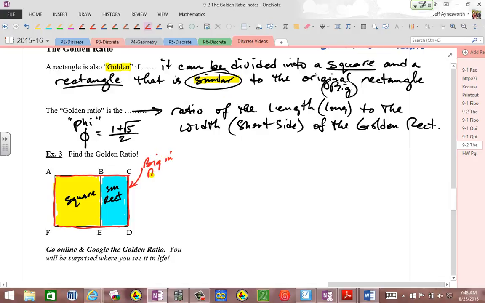Big and red. Small and blue. All right, so we got that clear. So what we want to do is set up a similarity statement, a proportion, if you will, setting up the ratio of sides of length and width so we can derive what's called the golden ratio.